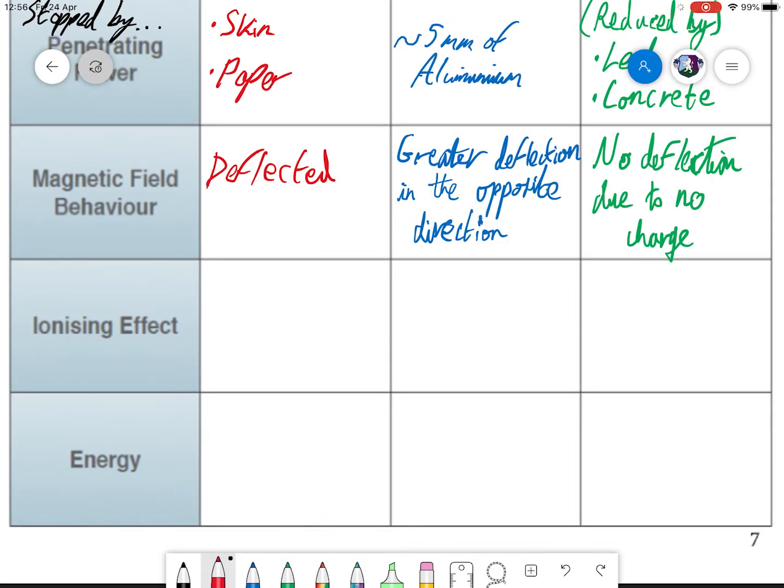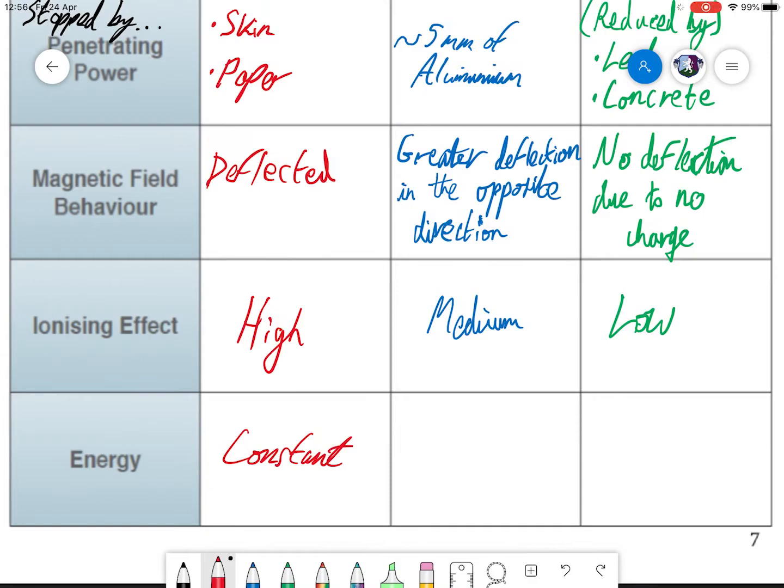So in terms of ionizing effect, what we're really talking about is how likely is it that these types of radiation would cause a particle to become ionized. Now alpha is really high because it has such a large mass. If it collides, it will ionize. Beta, more likely it would pass through the gaps and not interact with atoms. Gamma has a really low likelihood of interacting with matter.